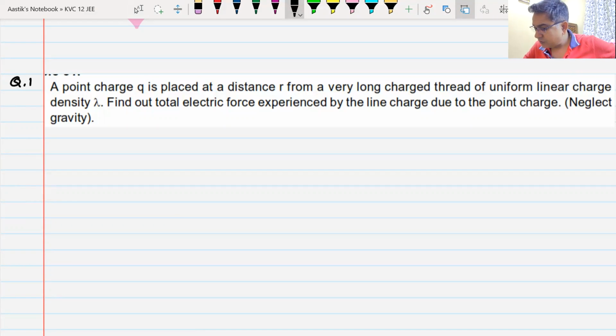So, what do you have here? You have a point charge q placed at a distance r from a very long, infinite line charge of density lambda. Find out the total electric force experienced by the line charge due to the point charge. You have 2 minutes to do this.